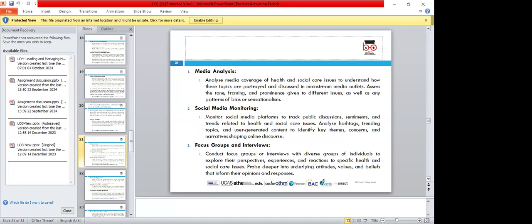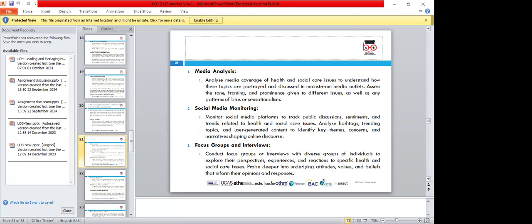So you realize that if you are able to analyze how the media portray or carry out, so to speak, when issues come out against the healthcare sector, how do they?